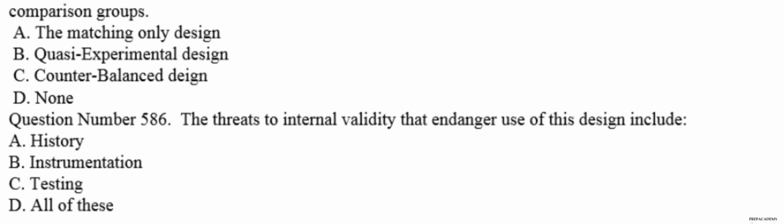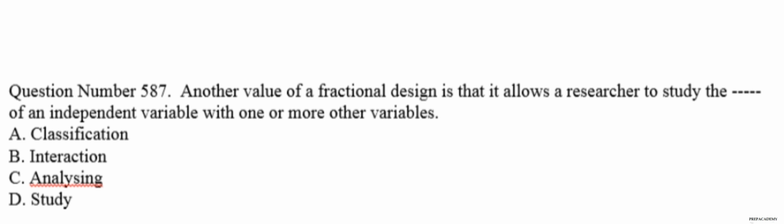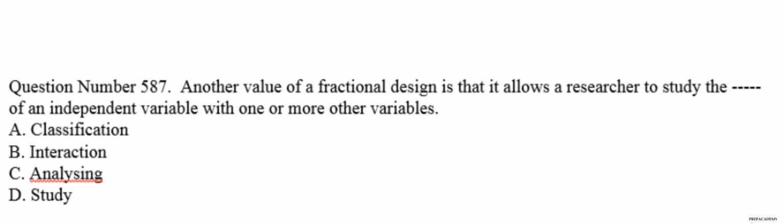Question number 587. Another value of a factorial design is that it allows a researcher to study the interaction of an independent variable with one or more other variables. A. Classification. B. Interaction. C. Analyzing. D. Study. The correct answer is option B, interaction.